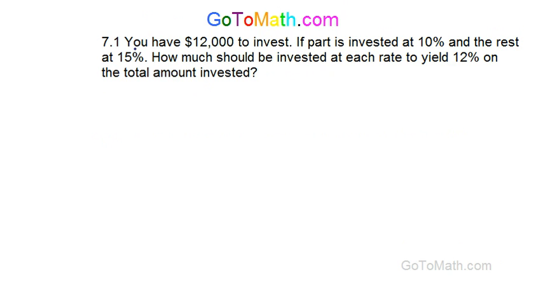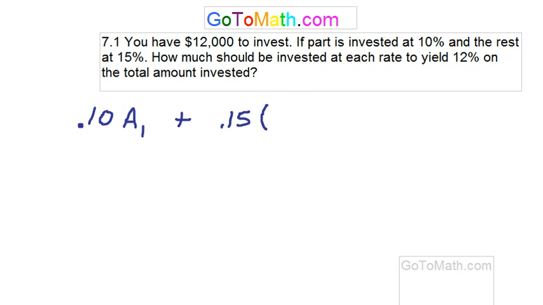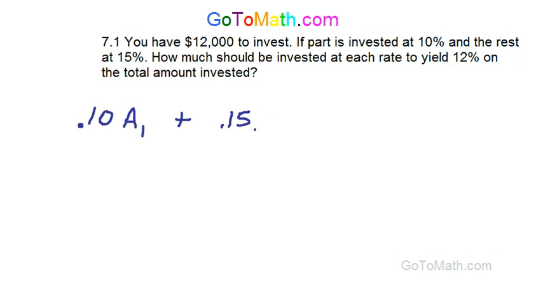So this is the way this is going to work here. If part is invested at 10%, part of it is invested at 10%. We'll convert that to a decimal, and we'll say that A1 is the first amount invested at 10%, plus, and then we'll say 15%. And this would be the second amount, A2, and it is invested at 15%.